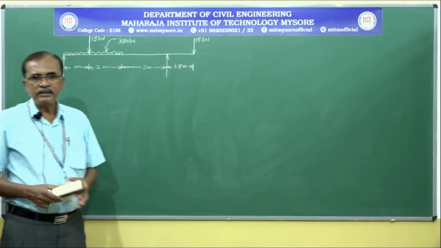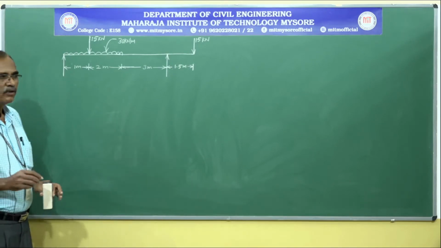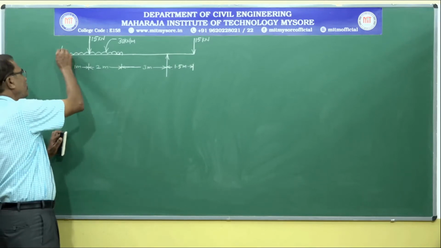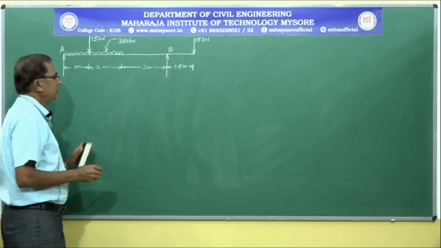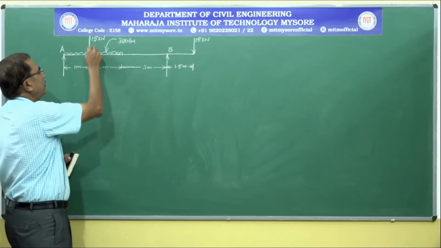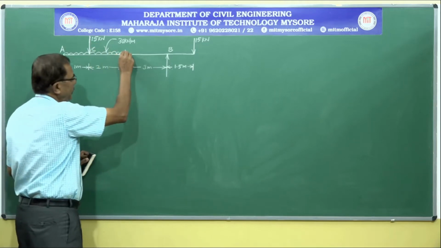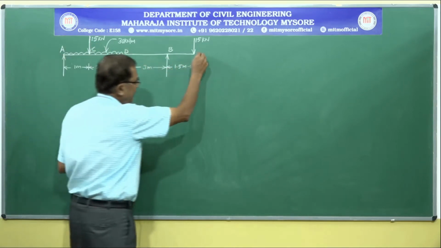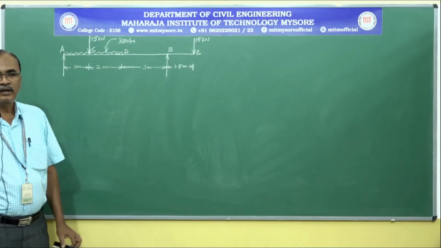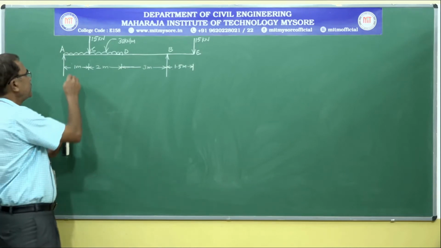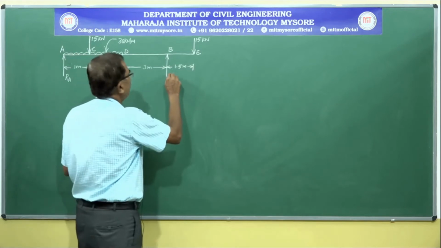As usual, let us mark the salient points. Our regular practice is to name the supports A and B unless specified. The next point is the point of the point load, let us mark it as C, next the end of the UDL D, lastly the free end is E. Let us write the reactions at A, RA, and at B, RB.